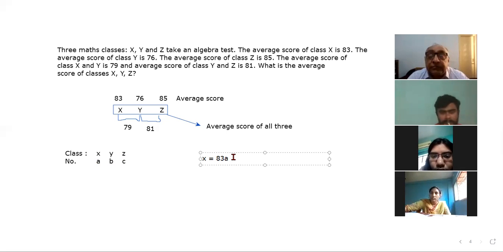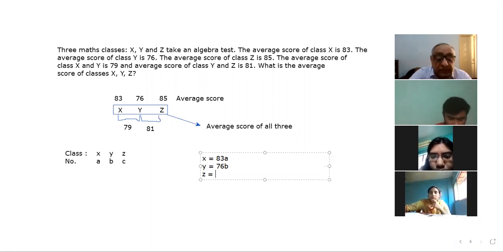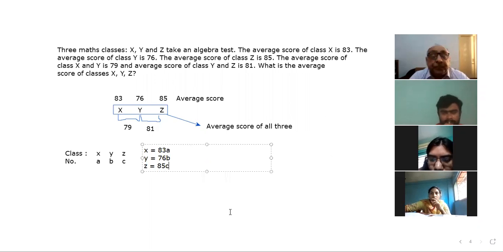And now let us take Y. The average score of Y is 76, so the total score of class Y is equal to 76B. Now let us take Z. The total score of class Z would be equal to the average score of class Z, 85, multiplied by the number of students in class Z, C. Okay, this is the point.